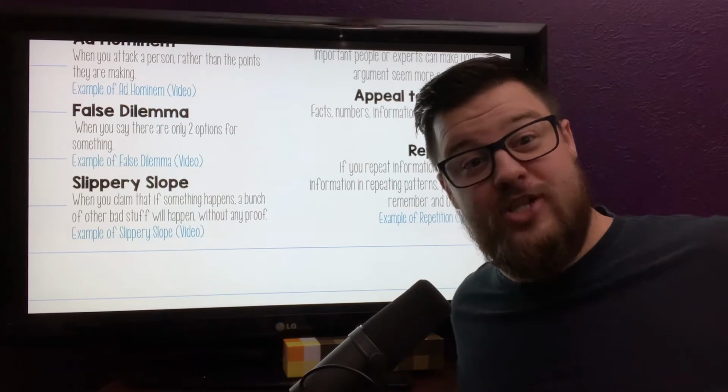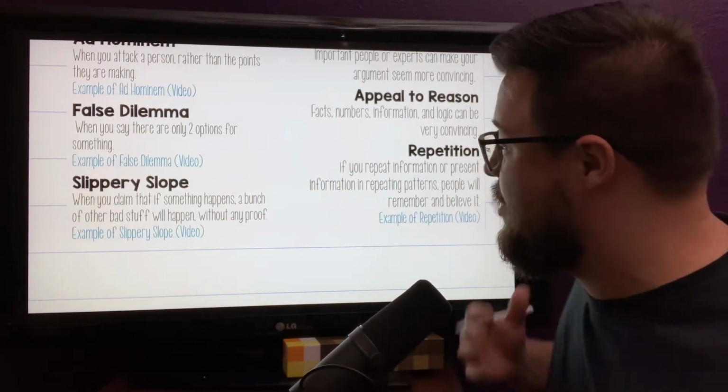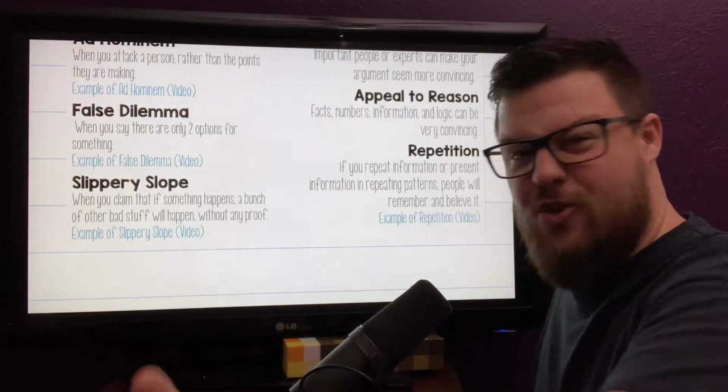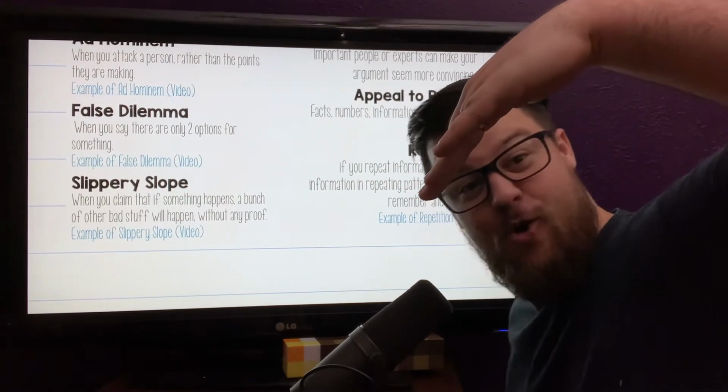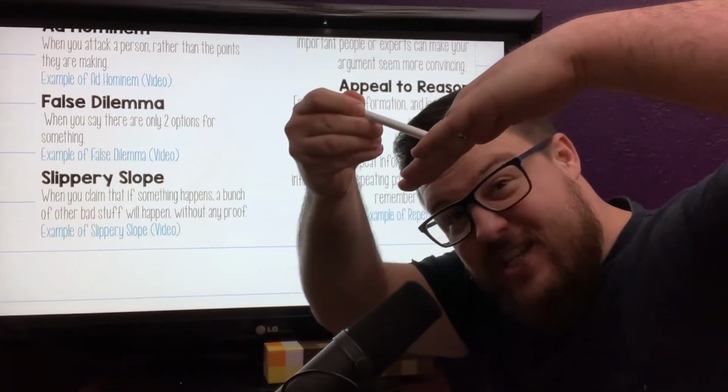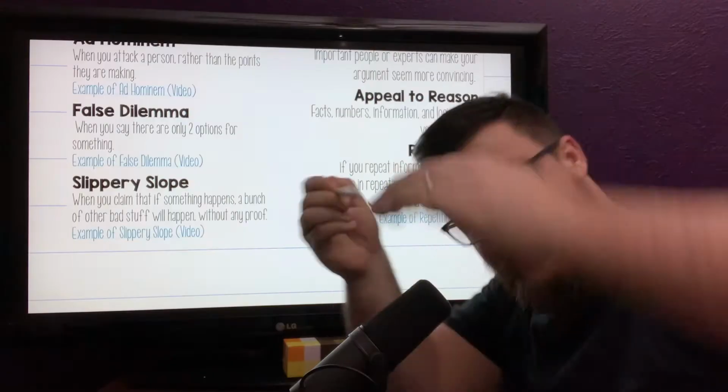Last one is slippery slope, which is hilarious because it's when you claim that if something happens, a bunch of other stuff's going to happen. So think of it as a slippery slope. Once you slip, you just keep slipping all the way down.